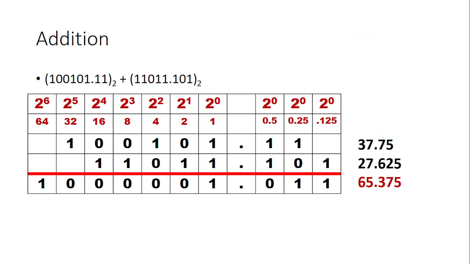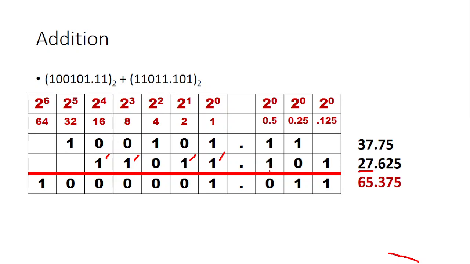So let's look at the next one. In the next one, what I have here is 2 to the power 4, 1 is there, and 2 to the power 3, 1 is there, 2 to the power 1 and 2 to the power 0. So just add these numbers. 16 plus 8, 24, plus 2, 26, plus 1, 27, and that is what I have, 27.